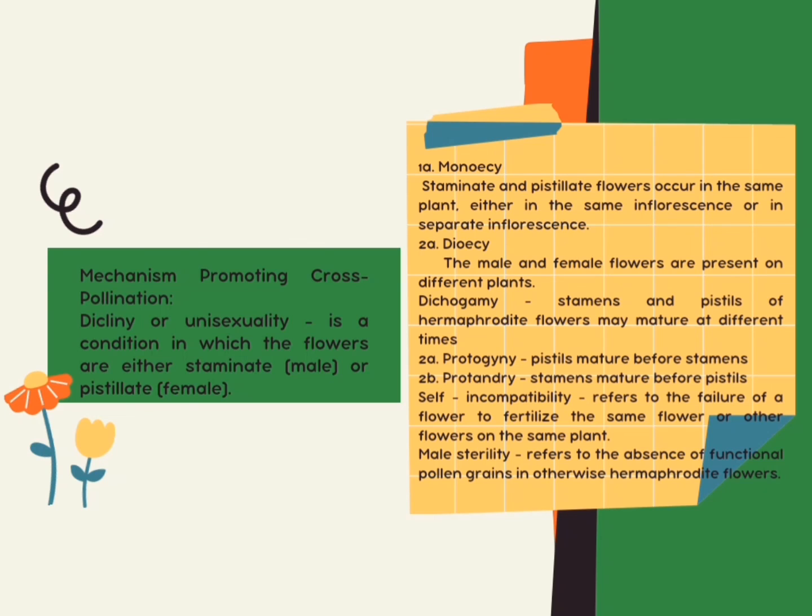Dichogamy is when stamens and pistils of hermaphrodite flowers mature at different times. Protogyny: pistils mature before stamens, and protandry: stamens mature before pistils. Self-incompatibility refers to the failure of a flower to fertilize the same flower or other flowers on the same plant. Male sterility refers to the absence of functional pollen grains in otherwise hermaphrodite flowers.